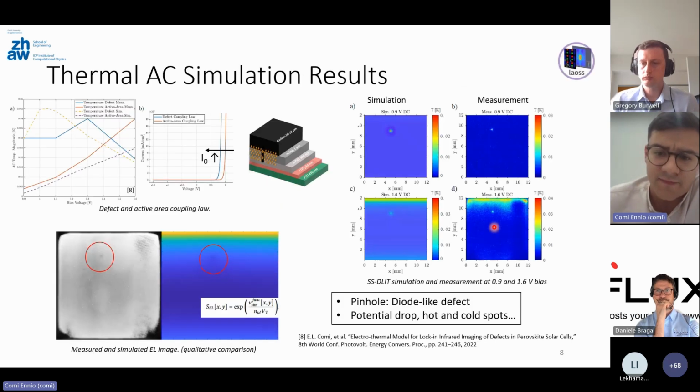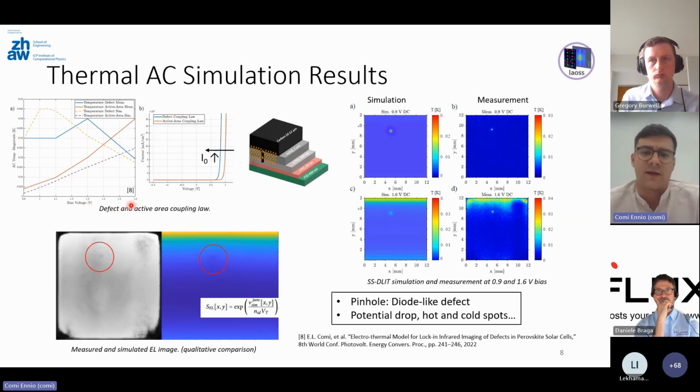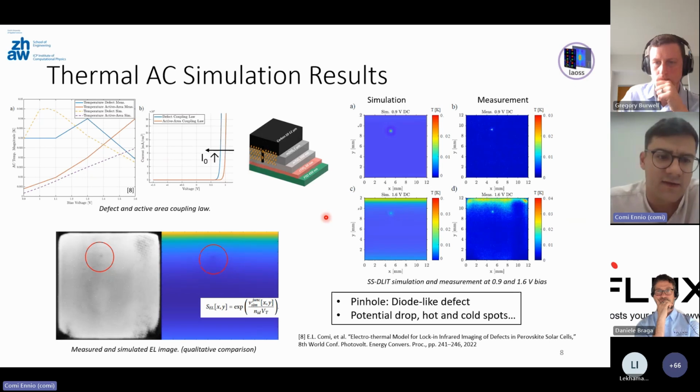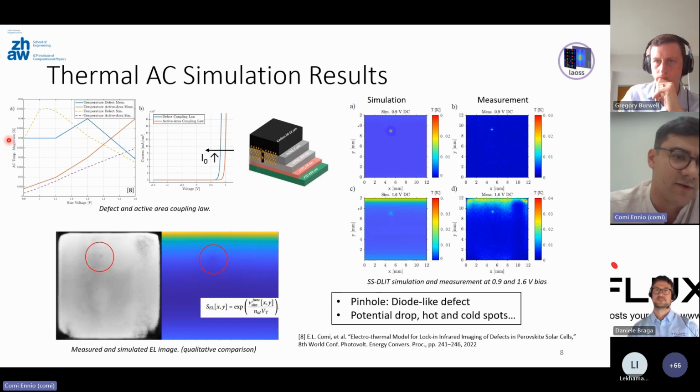And we used SSD-LIT as well to model a shunt that we measured in a perovskite solar cell. So we applied various bias potentials and did an SSD-LIT measurement. We wanted to remodel this defect that we see. And we first started by using an ohmic coupling law in LAWS, and then we immediately saw that it was impossible to get the same behavior in the simulation as we saw in the measurement, because in the measurement, the temperature on the spot just started to increase and then dropped again, while on the active area, the temperature just increased steadily. It was impossible to model this with an ohmic defect, so we used a diode-like defect, and then the simulation results became much more similar to the measurement. We had a first increase and then a drop in temperature.